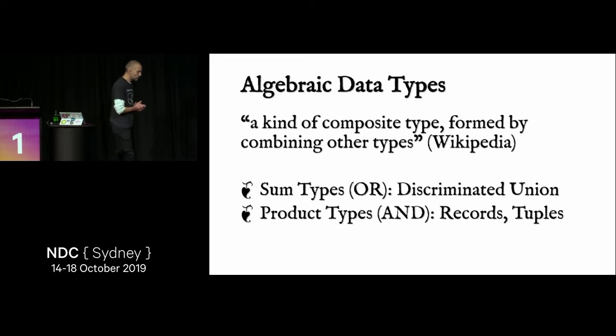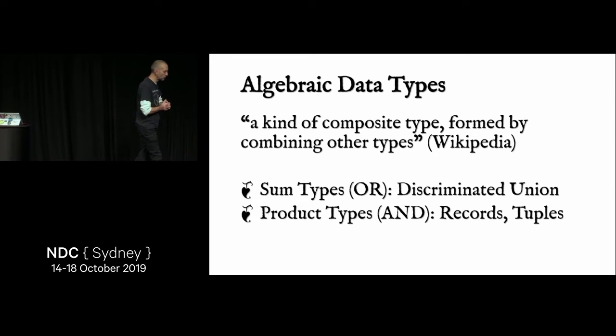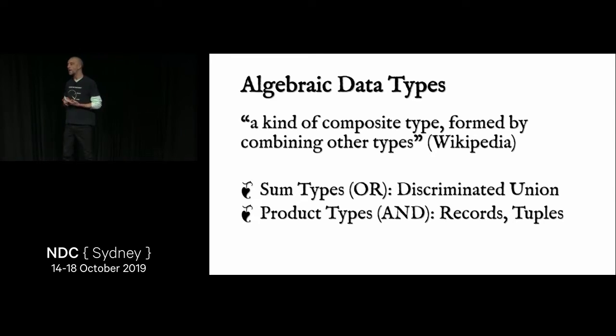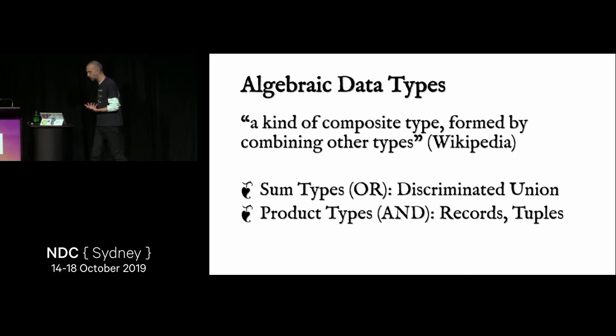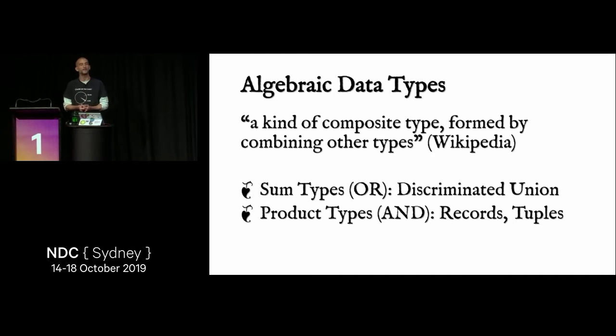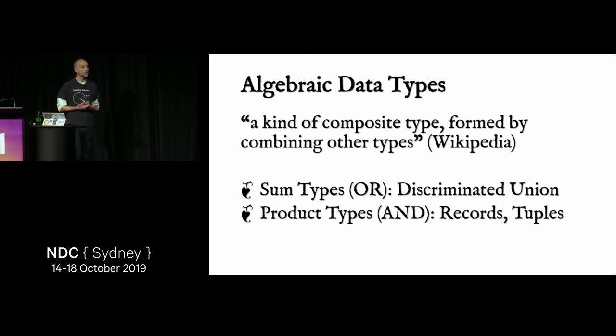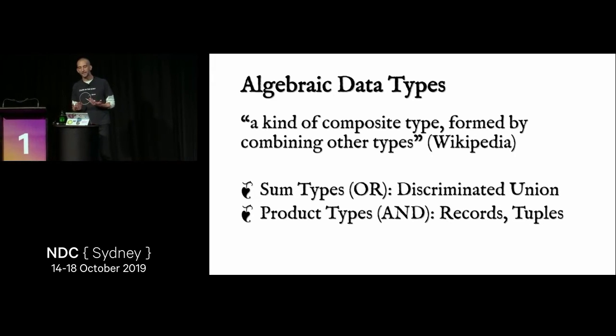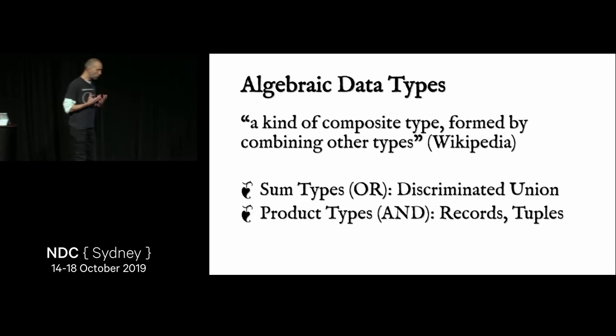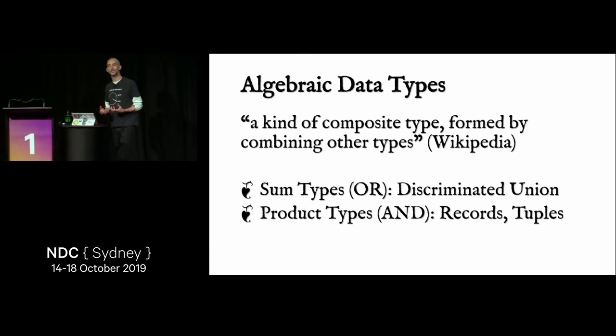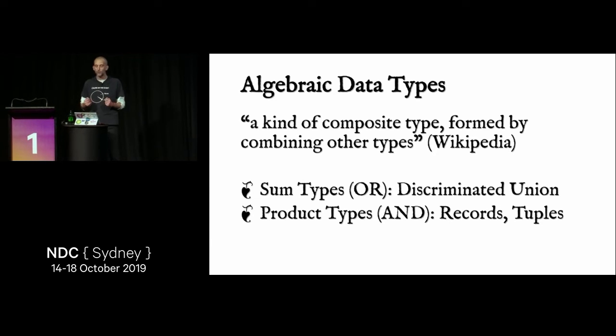And this is it. So this is essentially most of what you will need to do domain modeling in F#. What I showed you so far is sometimes pompously called algebraic data types. If you go to Wikipedia, you will find the following definition for an algebraic data type. It's a kind of composite type formed by combining other types. It's the type of definition which is great, like it's completely correct and also completely useless. You read this and it's like, it's true, but what do I do with this?